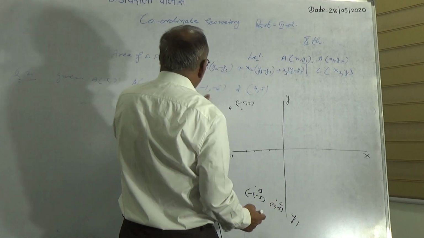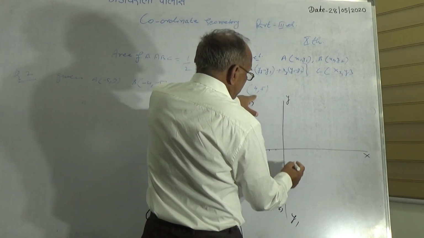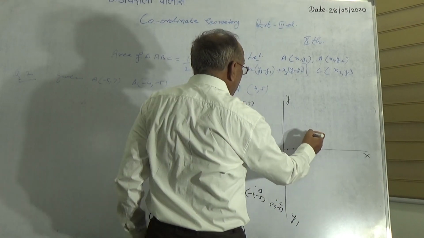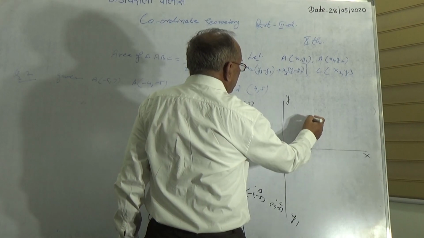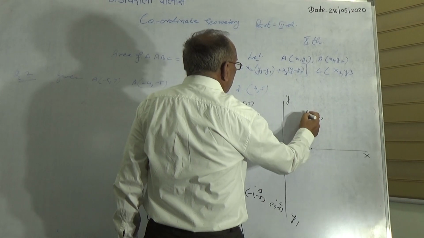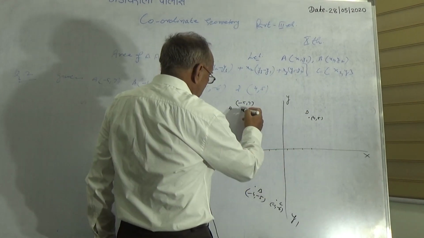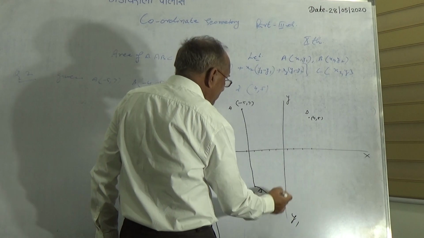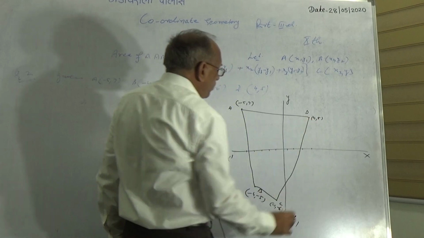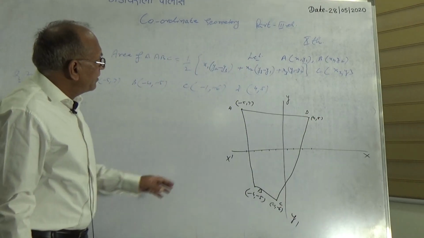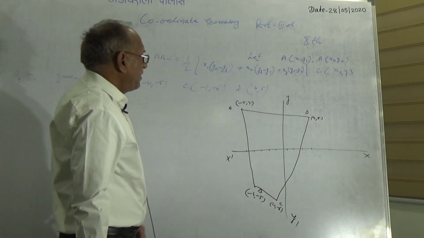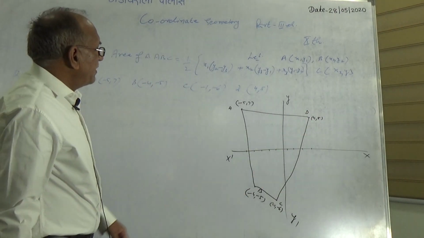This is C: 4 and 5, 1 2 3 4 plus 5 upward, 1 2 3 4 5. Here 4, 5 is point D. Add these points. This becomes a quadrilateral ABCD. We have to find the area of this quadrilateral ABCD.